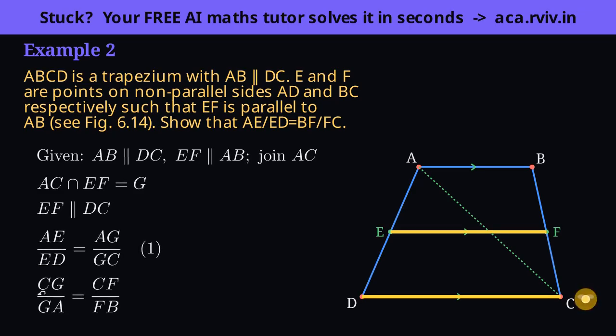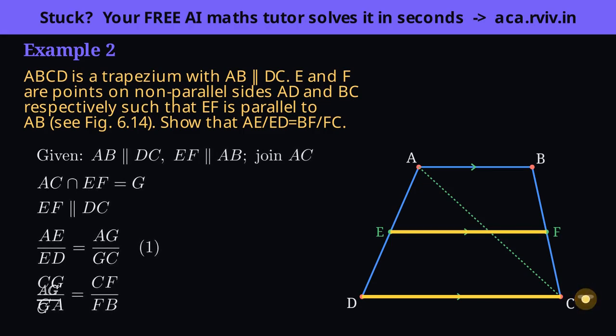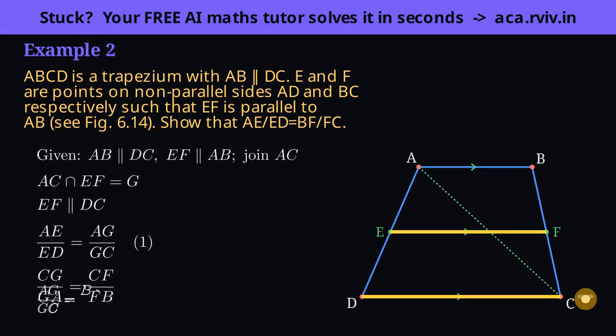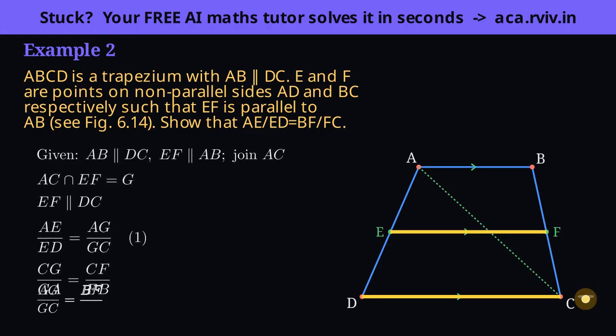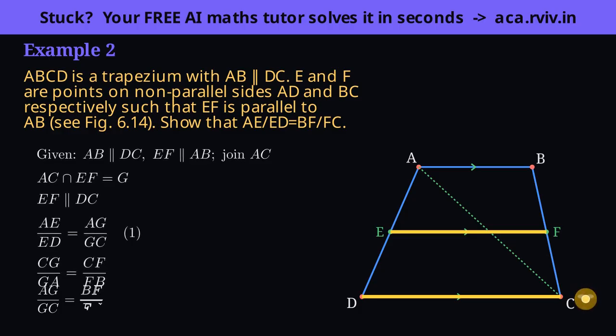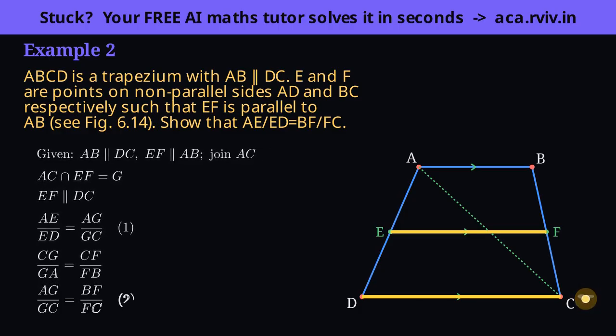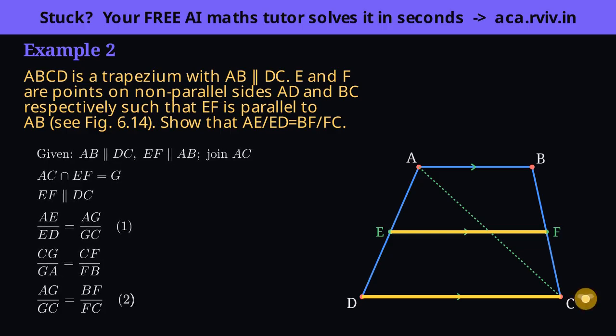Before we can link the two equations, the letters have to face the same way. So flip that last equation over so AG sits on top, matching equation 1. Flipping is legal, equal fractions have equal reciprocals, and it gives AG over GC equals BF over FC. Call it equation 2.